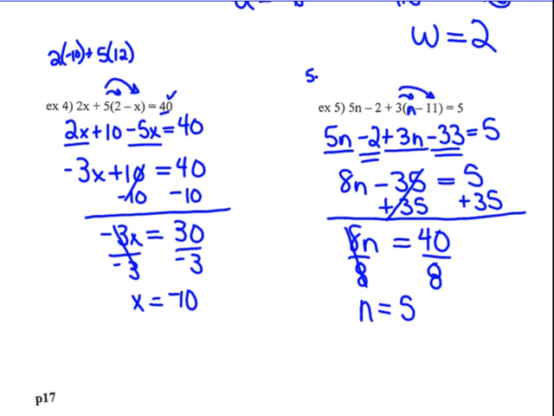5 times 5 is 25. Minus 2 is 23, plus 3 times the quantity 5 minus 11. Okay, so that's 5 minus 11. 5 take away 11 is negative 6. 3 times negative 6 is negative 18. Here I had 23 and negative 18. 23 take away 18 is 5. Yippee, correct answer. If I went too quickly, feel free to go back over this. Ask questions tomorrow in class, and we're going to continue working on like terms and distributing equation solving tomorrow.